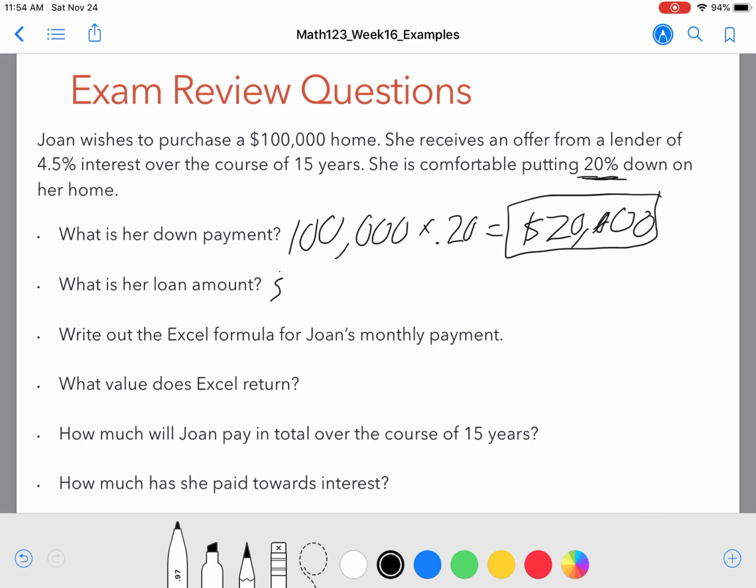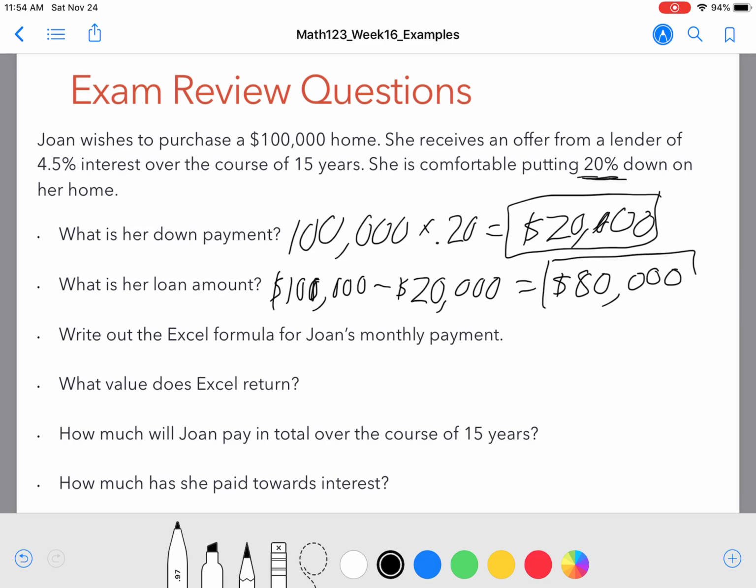So then to get her loan amount, we have to take the total amount, which was $100,000, and subtract the amount that she was paying, which is $20,000, and then that leaves us with $80,000. So that means that for her $100,000 house, she is going to put in $20,000, and the bank is going to lend her $80,000. So those sum to $100,000.